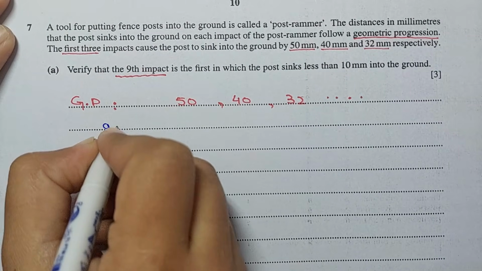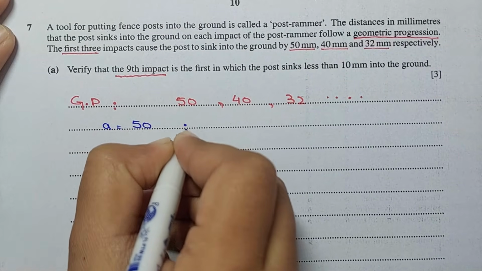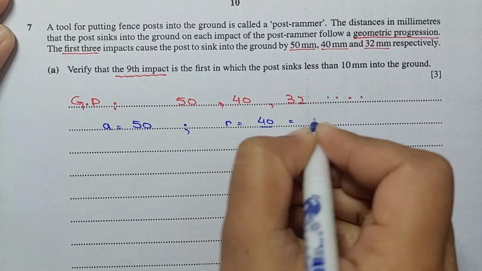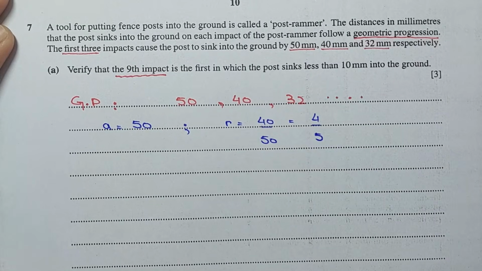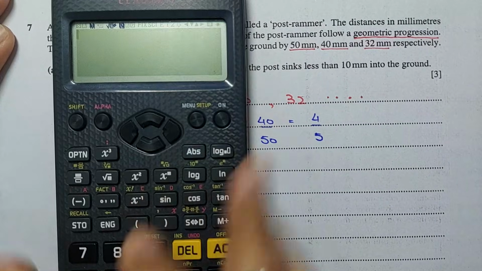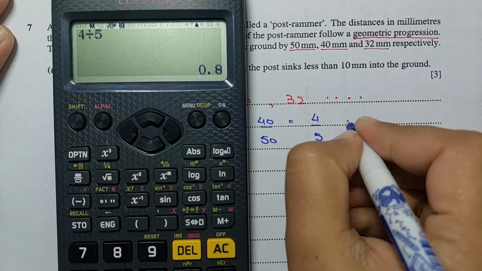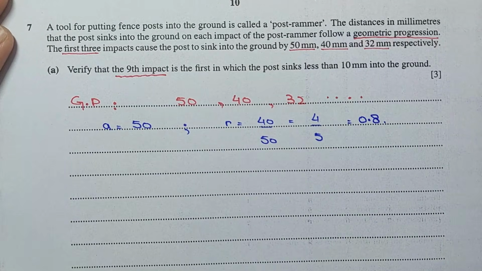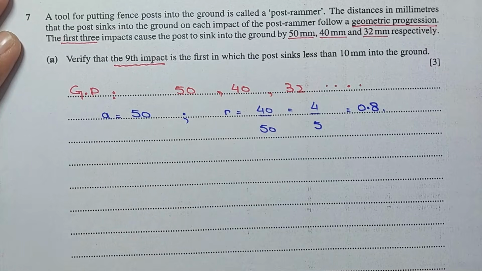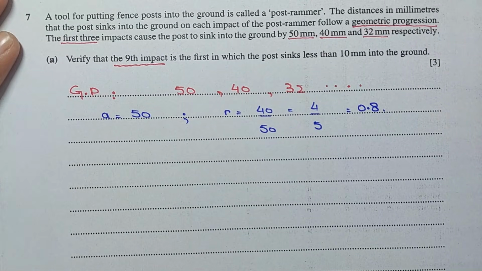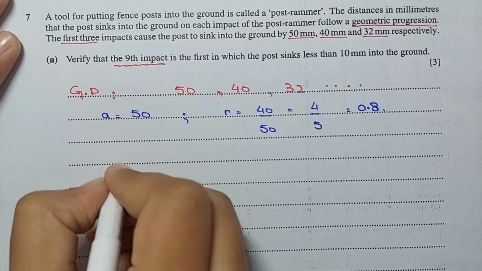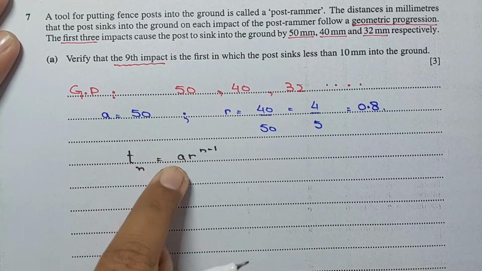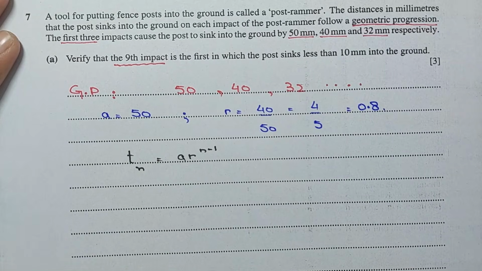Okay, we need to verify it is a geometric progression. So we need the first term, which is a, so it is 50, and we need the common ratio, which is the second term over the first term, which is 4 by 5, or 0.8. That is the common ratio. Okay, now we need to verify, right? So we have the first, second, and third terms. Let me find the nth term. For a geometric progression, the nth term is a r to the power n minus 1. We have a is 50, r is 0.8.